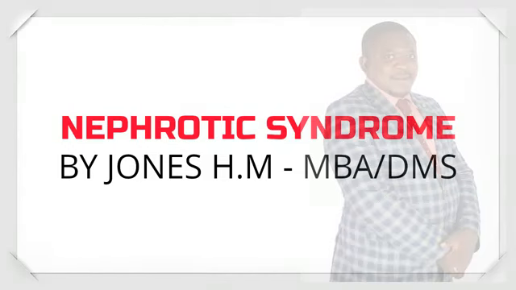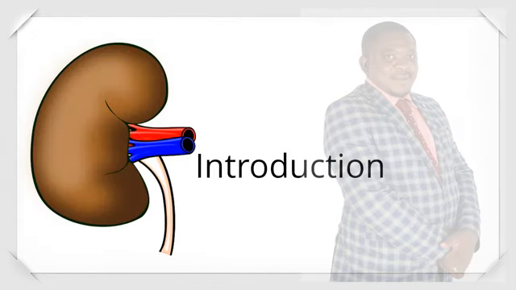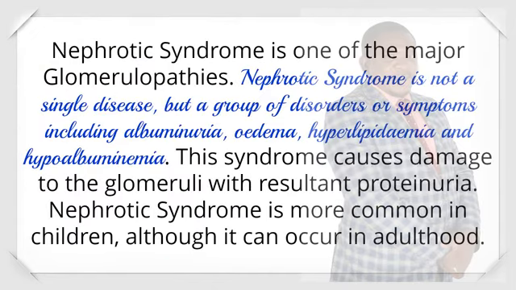Today, we look at nephrotic syndrome. Introduction. Nephrotic syndrome is one of the major glomerulopathies. Nephrotic syndrome is not a single disease, but a group of disorders or symptoms including albuminuria, edema, hyperlipidemia, and hypoalbuminemia. This syndrome causes damage to the glomeruli with resultant proteinuria. Nephrotic syndrome is more common in children, although it can occur in adulthood.